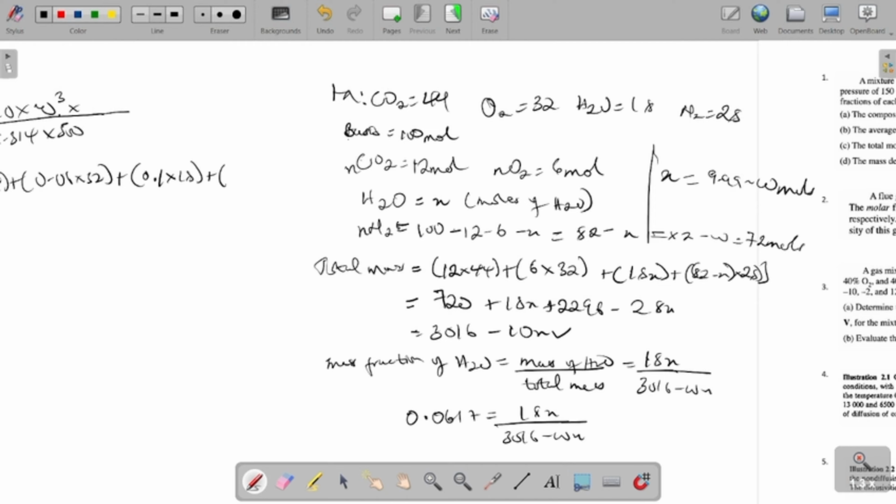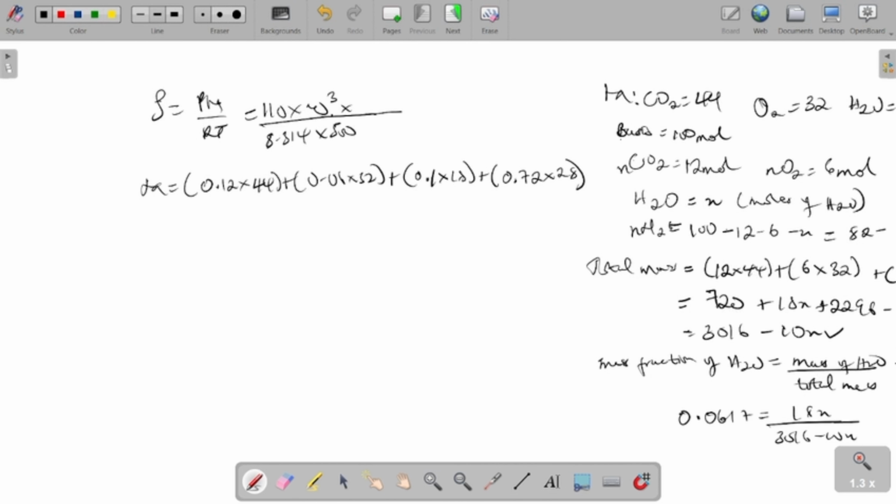Since we have this one, we can continue. So we have 0.72, which is also multiplied by 28. That's for the nitrogen. This leads us to an average molecular weight of 29.16 gram per mole. So having this one, I'll put it over here.